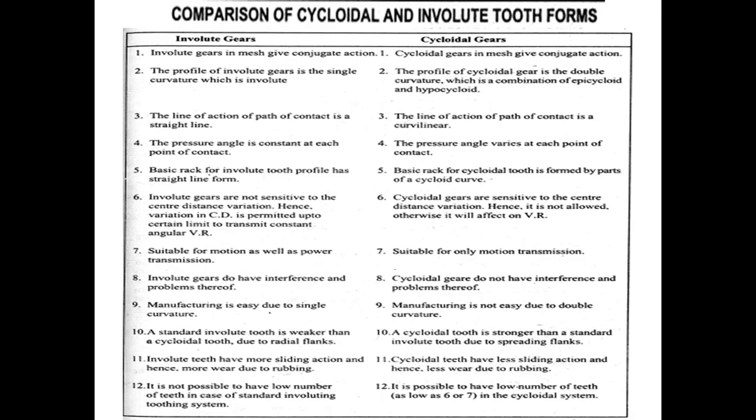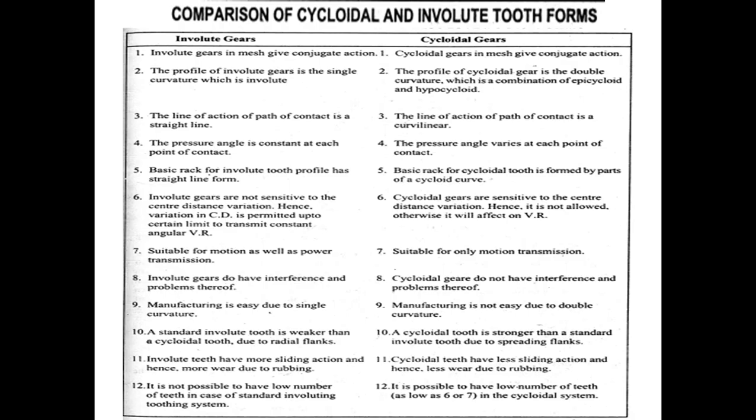Basic rack for involute tooth profile has straight line form. Basic rack for cycloid tooth is formed by part of cycloid curve. Involute gears are not sensitive to the center distance variation, hence variation in CD is permitted up to a certain limit to transmit constant angular velocity ratio. Cycloid gears are sensitive to the center distance variation, hence it is not allowed, otherwise it will affect the VR.